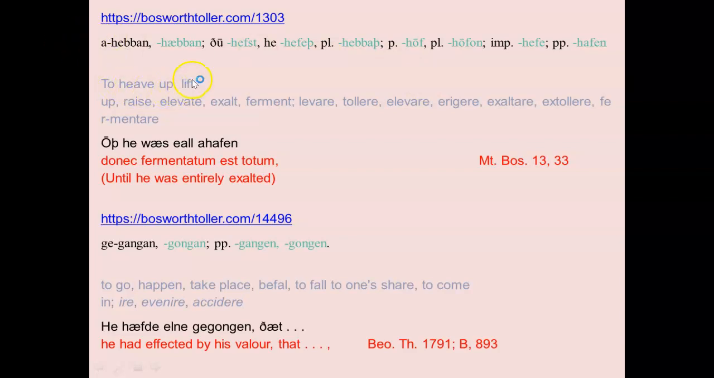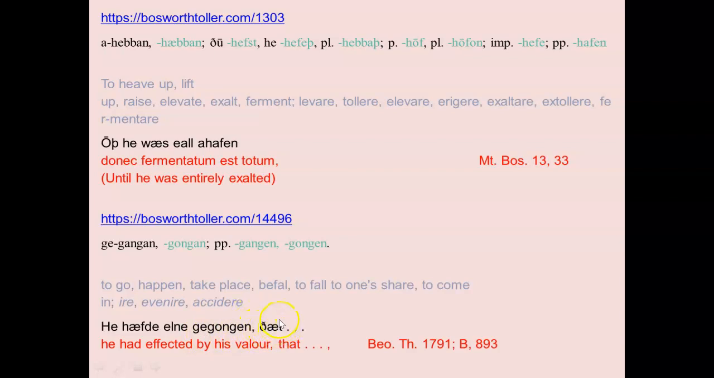Aheben, to heave up, lift up, raise, elevate, exalt, ferment, so on. Okay, the past participle form is ahaven. Okay, Ulth he was el ahaven, until he was entirely exalted. Okay, another random search, here we go. Yagungun. Okay, the past participle form is yagungen or yagongen, to go, happen, take place, befall, to fall to one's share, to come in. Okay, he have the el na yagongen, comma, marking the beginning now of a subordinate clause.